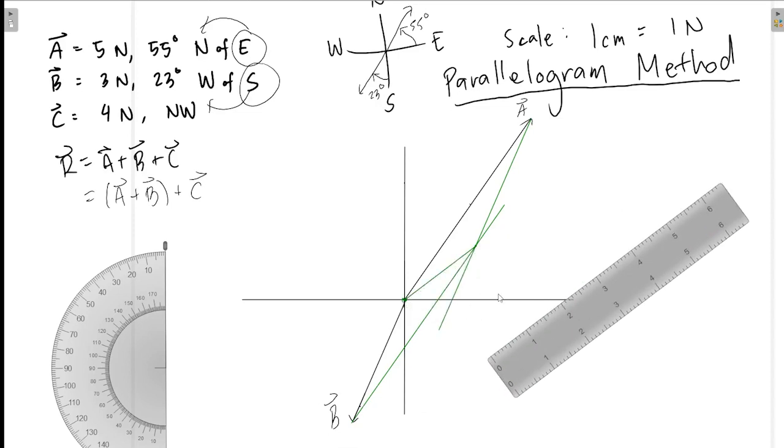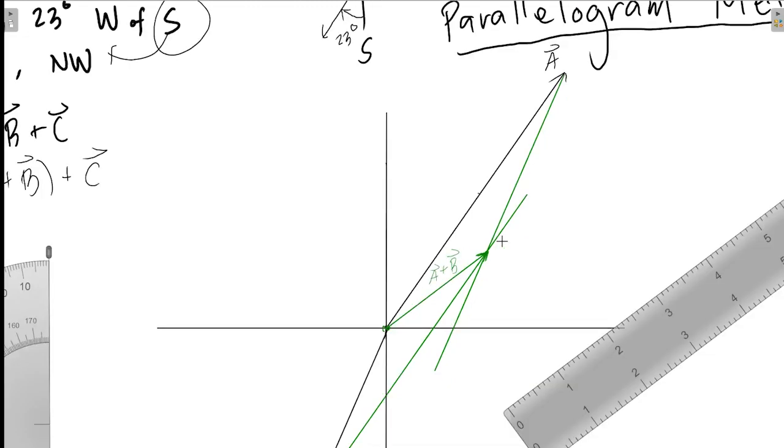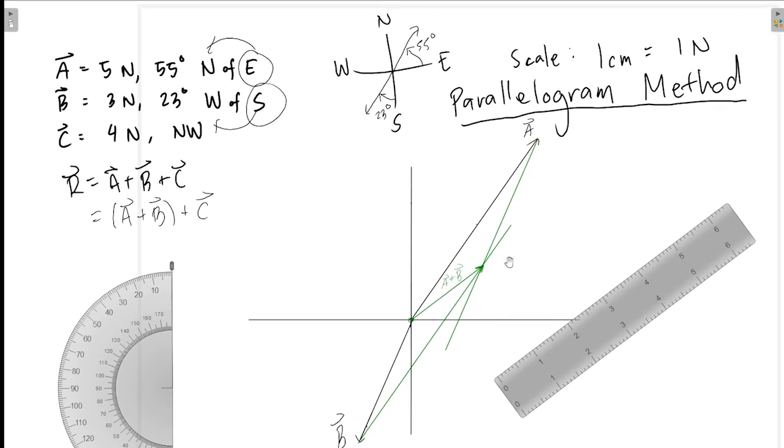So this arrow here, let's put an arrowhead. Okay, this arrow here is our vector A plus B. Okay. So meron na tayong A plus B. Now, what we are solving for is R, which is equal to A plus B plus C. So itong vector na dinraw natin dito, A plus B, we will now add that to vector C.